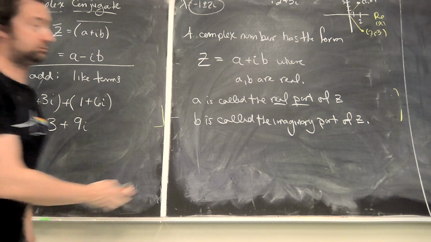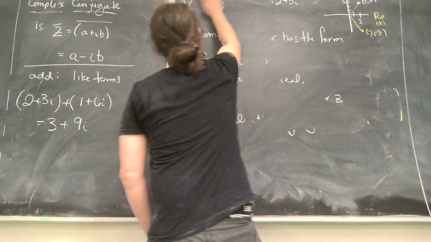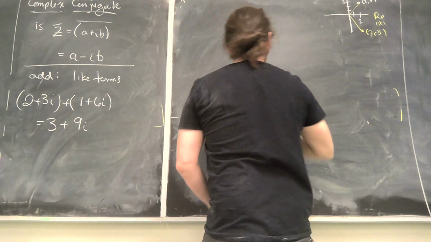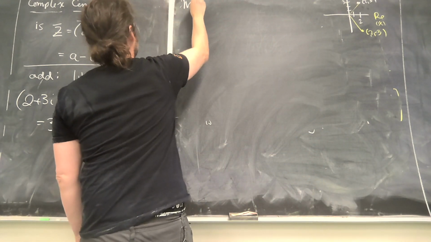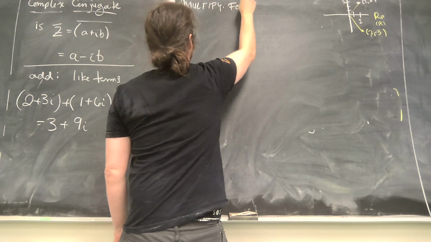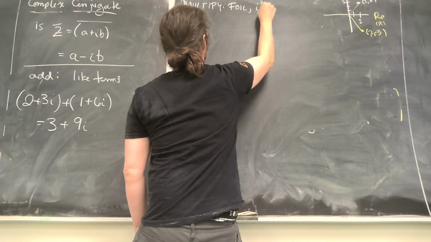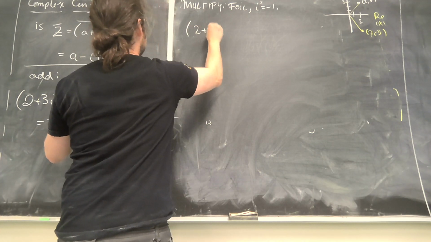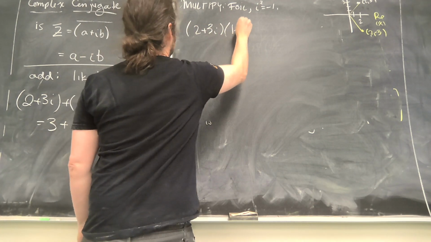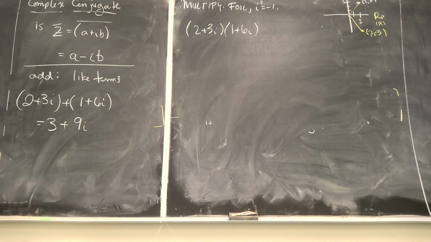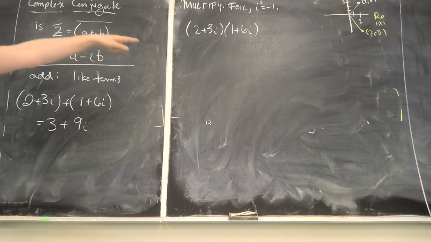Multiplying is FOILing, and then applying i squared is equal to minus 1. So if you're going to multiply, you FOIL, and then you use the fact that i squared is minus 1. So if I did the same two numbers but I multiplied them, 2 plus 3i times 1 plus 6i. So right here we've got a massive advantage over vectors. I cannot multiply vectors. I can multiply complex numbers.